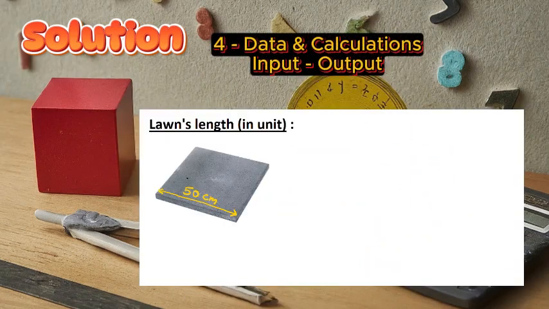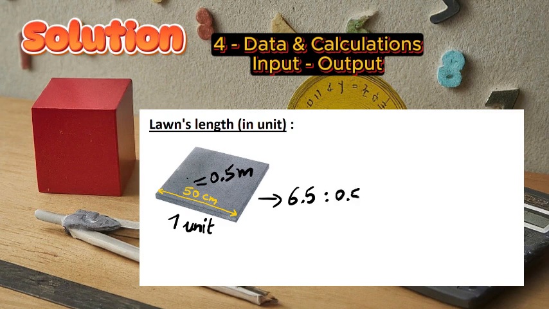In order to answer the first question of the problem, we first convert the lawn's length into the number of side slabs. 50 centimeters, that is 0.5 meters, corresponds to 1 unit. Thus, for a length of 6.5 meters, we calculate 6.5 divided by 0.5 equals 13 units.